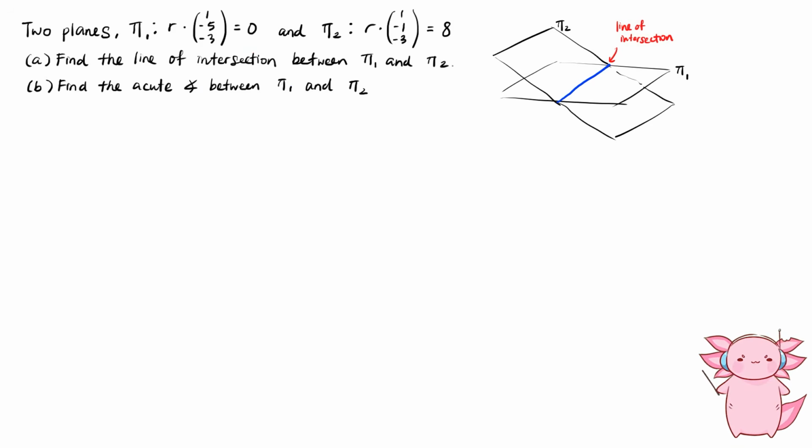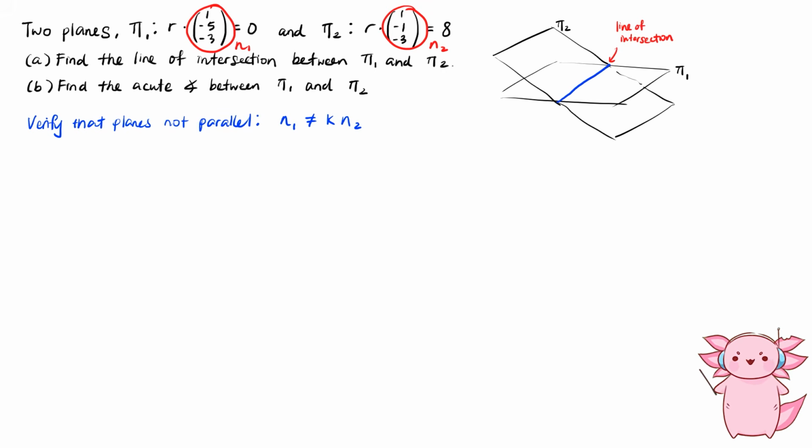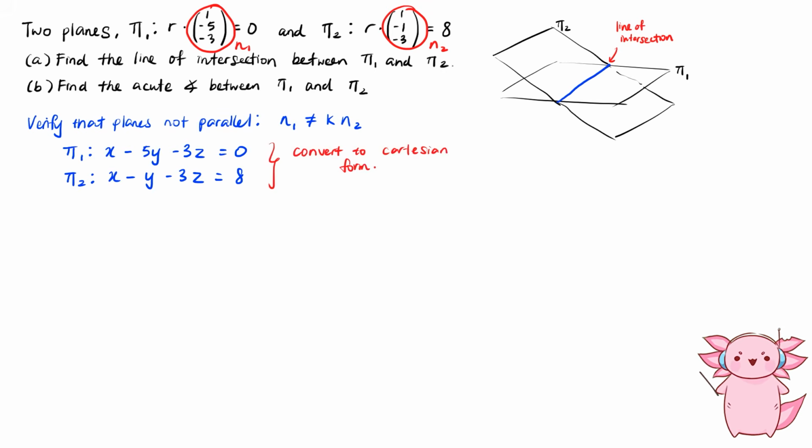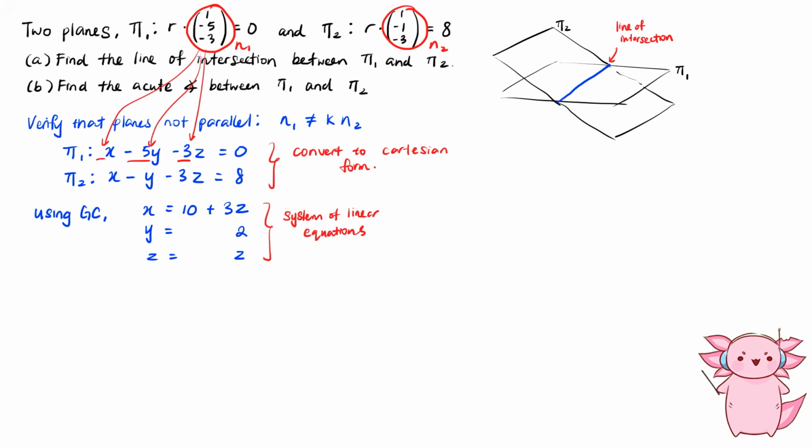Now, this is some matrix level stuff, because we want to find the line of intersection between two planes like this. So let's first verify that these two planes are not parallel. Since the normal vectors are not a scalar multiple of each other, we are good. Then we can write the equation of both planes in the Cartesian form, where the normal vector are the coefficients of x, y, and z. We can actually use our GC or substitution method to reduce the system of linear equations to get something like this.